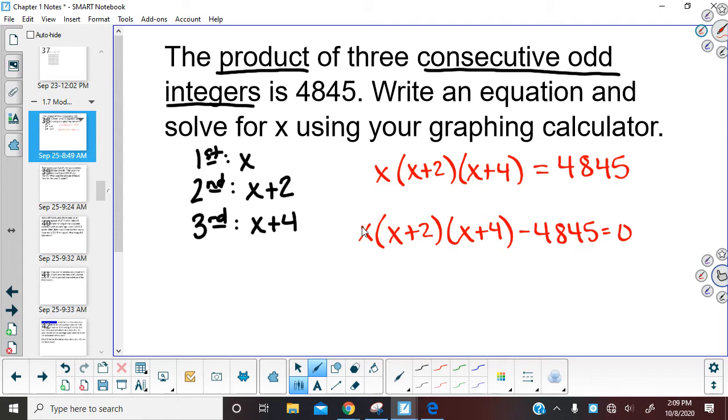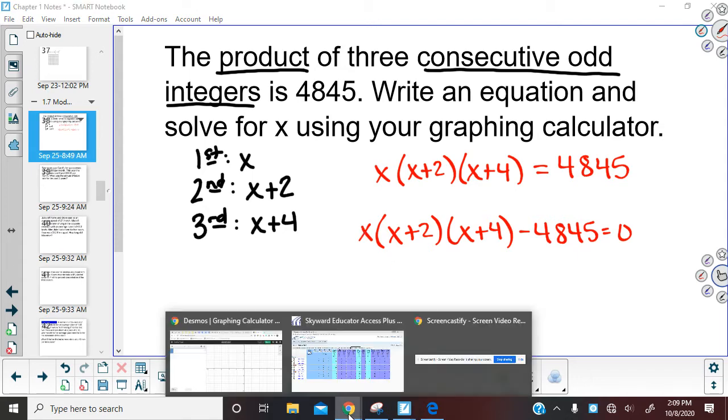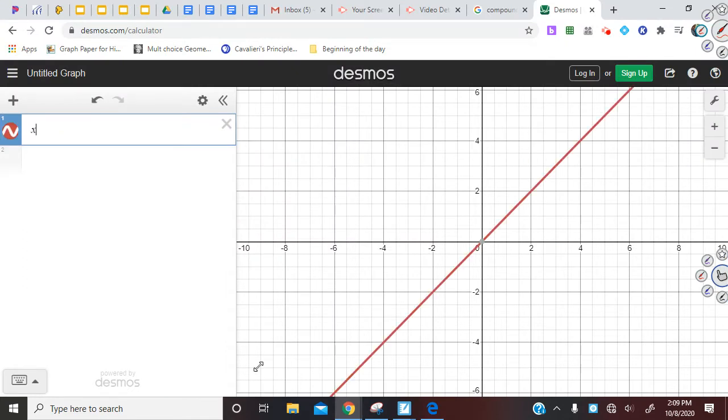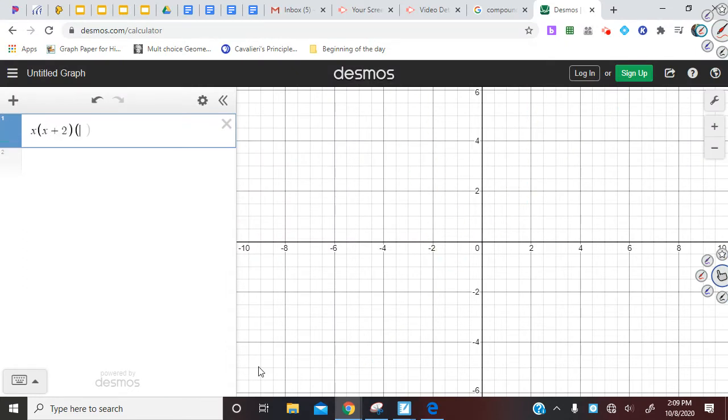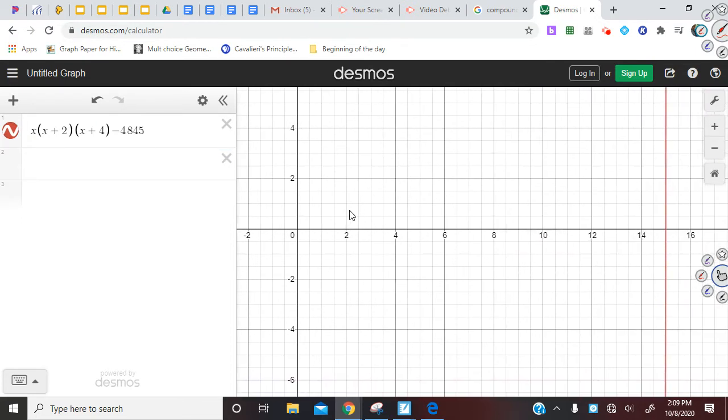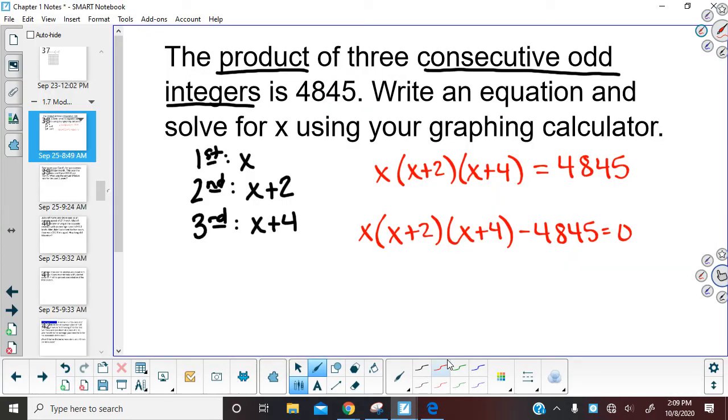So now we're going to go ahead and do our Desmos. We've got x times x plus 2 times x plus 4, and then we're subtracting that 4,845 number. Now notice my graph is not on the screen, so you're going to have to change your window a little bit, or in my case, I'm just going to look over here, and we have an x-intercept of 15. Since we have an x-intercept of 15, that is going to be our x value in this equation. So we have x equals 15.